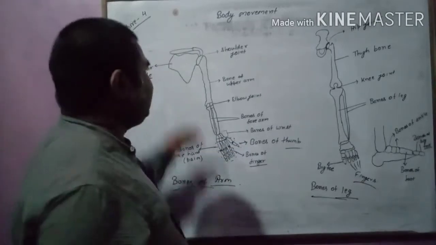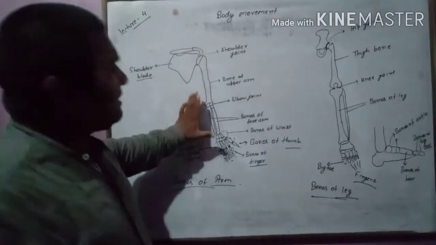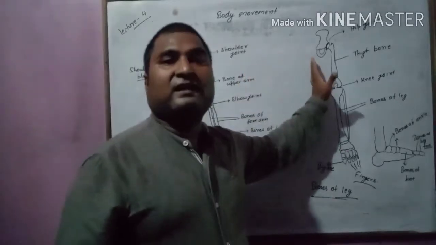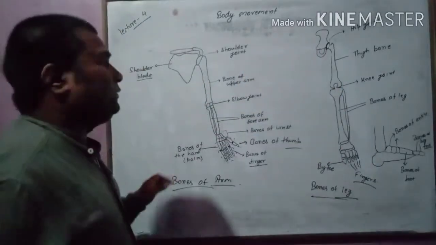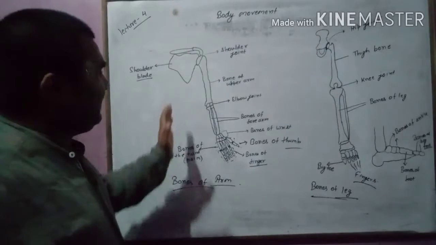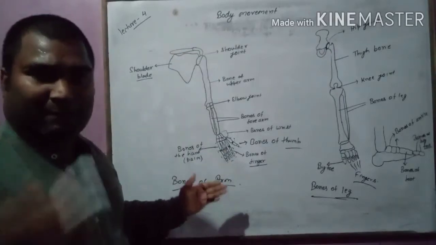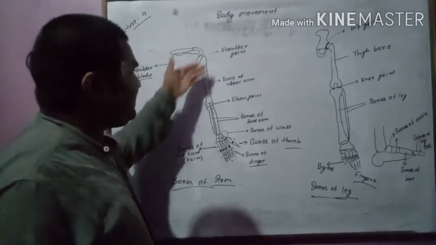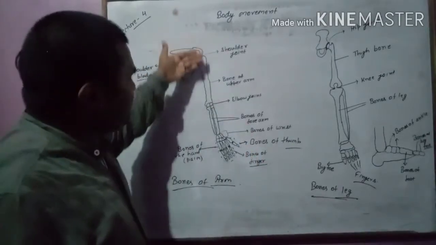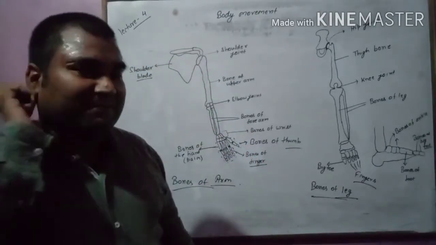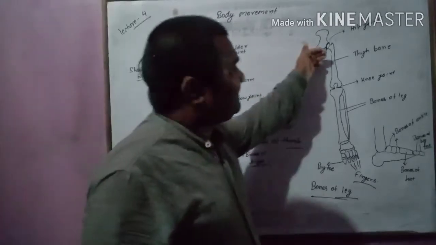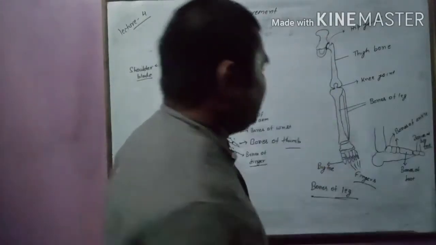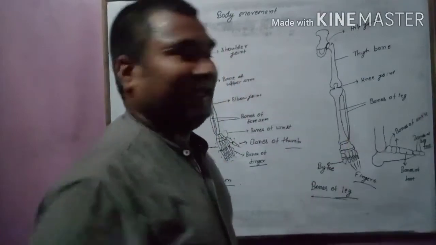I told you the same number of bones is found in the leg also. I told you yesterday that I will explain. If you have gone through yesterday's video and the notes I have provided, you can see all these things which have been written there. So the same thing I am explaining here. So these are the bones of the leg.